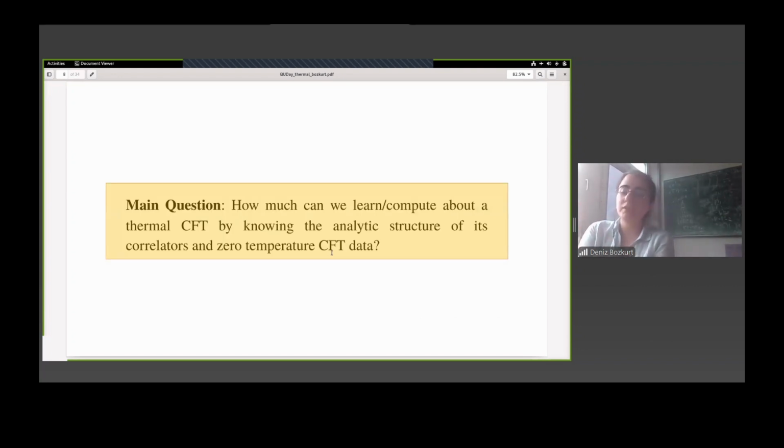So there is a tension between them, which will be very useful for us. So now that I went through the basic ingredients of the thermal CFT, I can pose the main question that we try to answer in this paper. So we asked how much can we learn or compute about the thermal CFT just by knowing the analytic structure of its correlators and the 0 temperature CFT data.